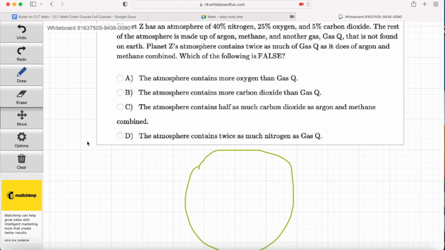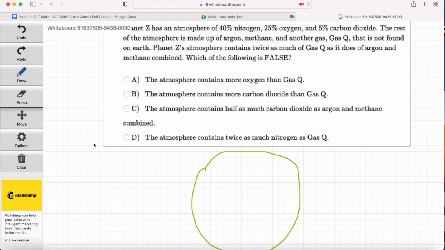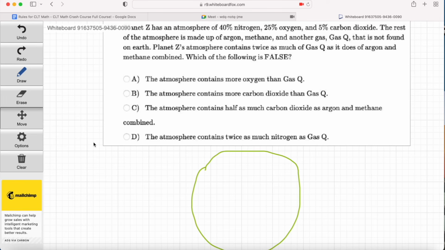So in this question here, we've got planet Z. It's 40% nitrogen, 25% oxygen, and 5% carbon dioxide. Let's start there by just outlining that information in the pie chart. So let's represent the 40% nitrogen. 40% is going to be close to 50%, but not quite. So that's something like 40% right there. Do you see that? Yes. Okay. So 40% nitrogen. I don't know what the atomic symbol for nitrogen is. Maybe it's N. Okay. Nitrogen. There we go.